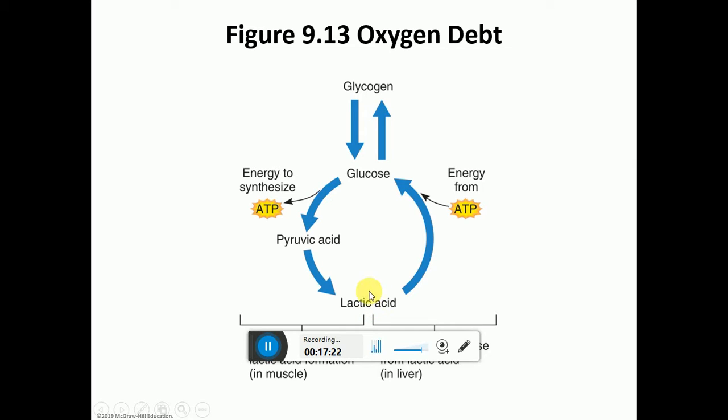Now that lactic acid will be carried away, or flushed away by the circulation, by the bloodstream, and go to the liver. That lactic acid is going to be converted back into glucose. As you see, it needs energy to do that. It also needs lots of oxygen. And that, again, is your oxygen debt.